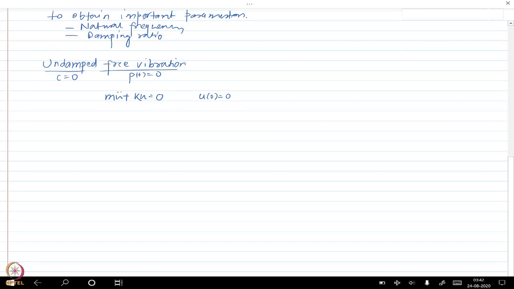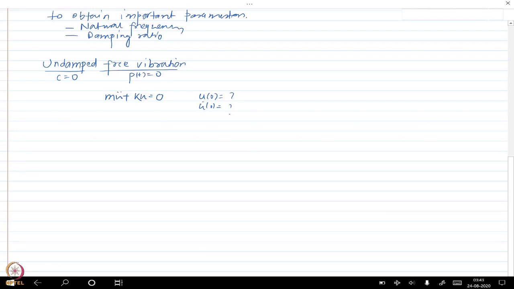Either the values of u of zero and u dot of zero, one of them must be non-zero to initiate the free vibration. So these two conditions need to be utilized.